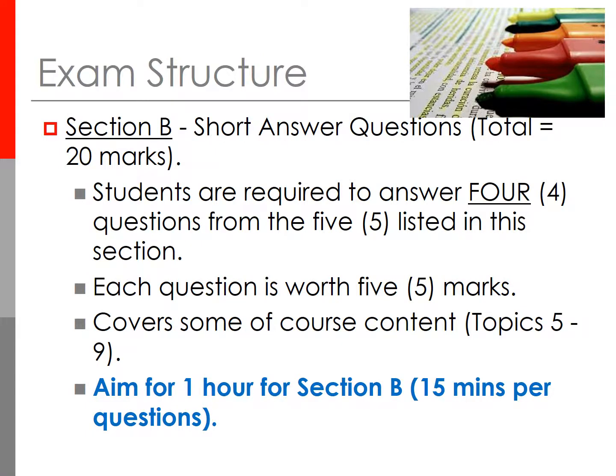Section B involves short answer questions, a total of 20 marks. You're required to answer 4 questions from a possible 5. Each question is worth 5 marks, and these questions are drawn from topics 5 to 9 only. You should be aiming again for 1 hour for section B, approximately 15 minutes per question.